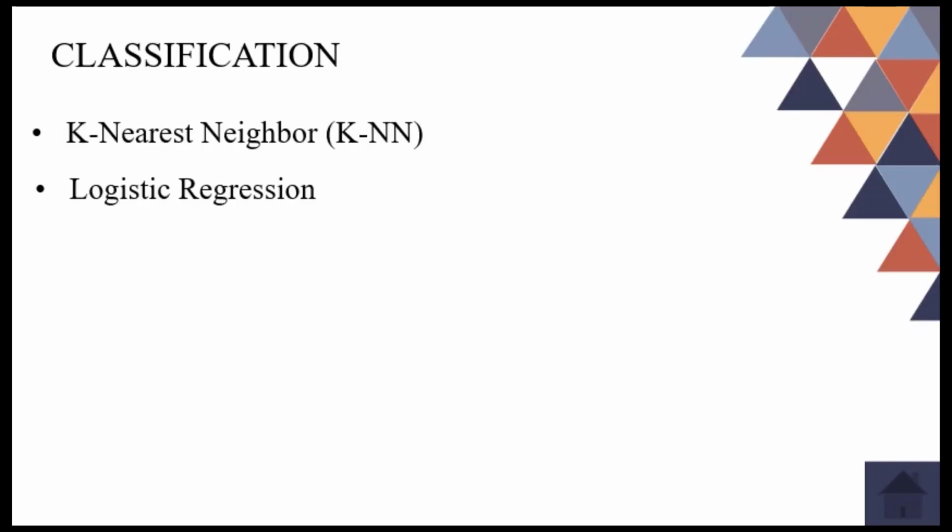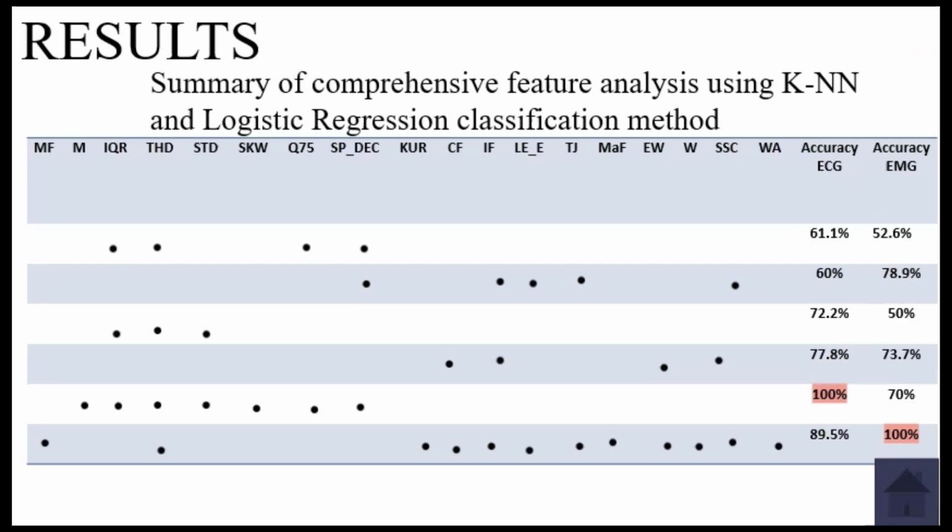After extraction of features, the next step is classification. So we apply two classifiers. These are KNN and logistic regression. After applying features and classifiers, we obtain certain results. As shown in the table, we get 100% accuracy on mean, interquartile range, total harmonic distortion, standard deviation, skewness, quantile 75%, and spectral decrease for ECG. And for EMG signals, we get 100% accuracy on kurtosis, crest factor, impulse factor, log energy, total jitter, margin factor, enhanced wavelength, slope sign changes, Wilson amplitude.